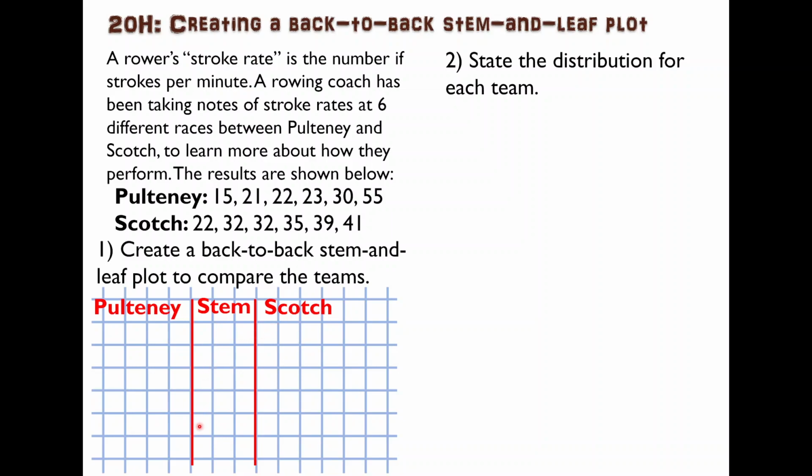To make the list of stems, when I say stem, I mean, let's have a look here, what's the smallest number I can see? 15. And what's the highest number I can see? 55. So the stems will be 1, 2, 3, 4, 5. The results that are in the 10s will go here, results that are in the 20s will go here, results that are in the 30s will go here, and so on. Okay, and if this doesn't make sense, go back and watch my earlier stem and leaf plot video.